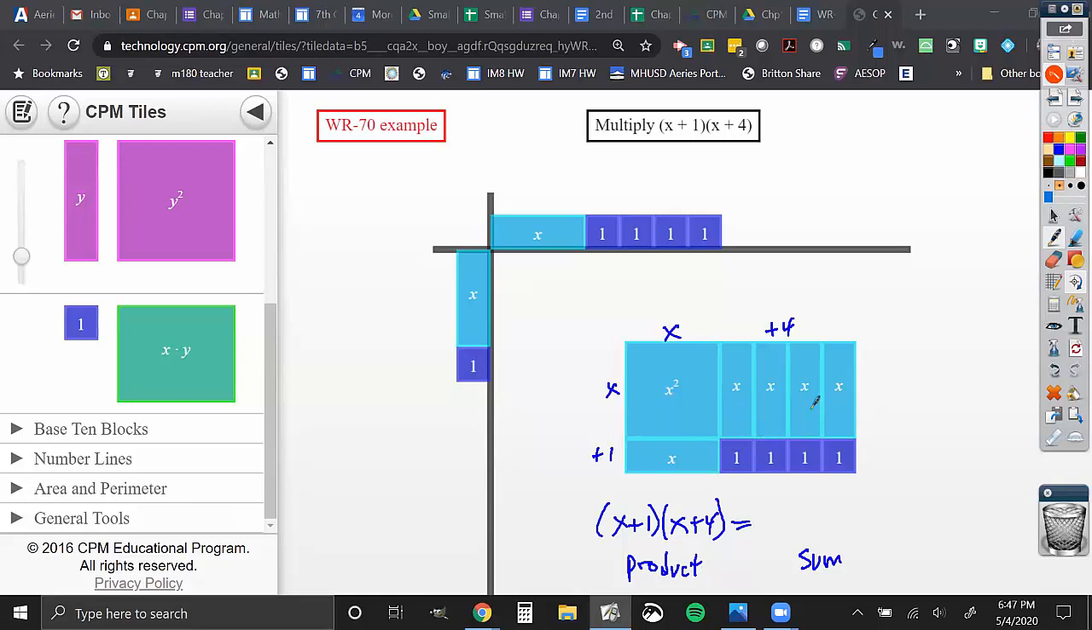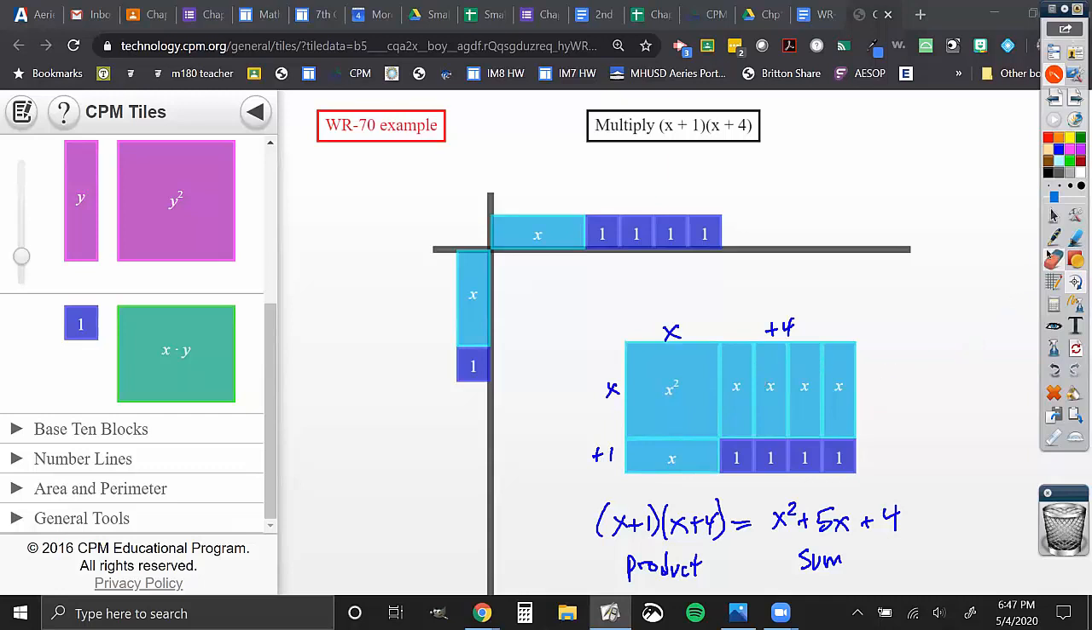All right, so let's summarize what we got. I see an x squared plus 1, 2, 3, 4, 5 x's plus 1, 2, 3, 4 unit tiles. A complete answer for all of this math, a complete answer. Let me clear up some of these circles so we have a nice pretty picture.